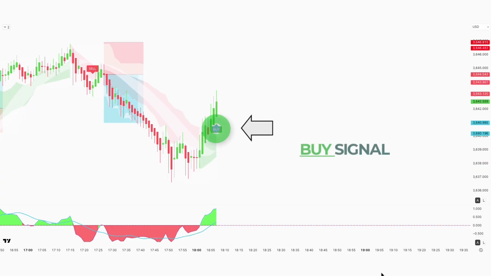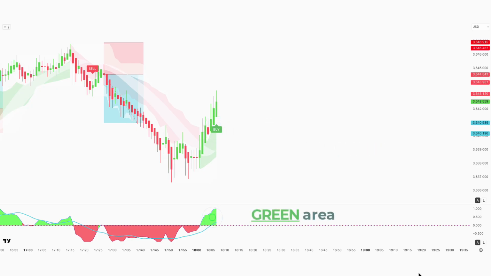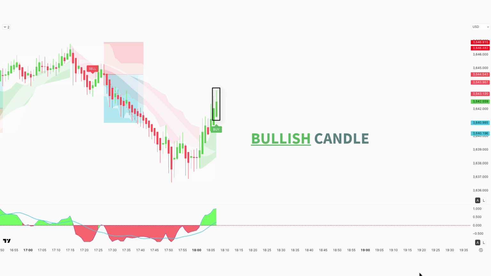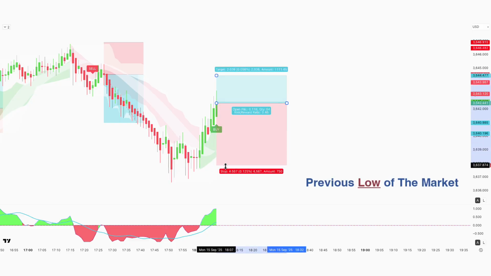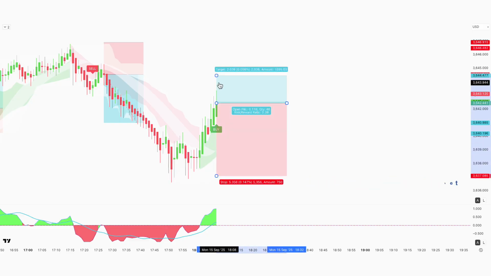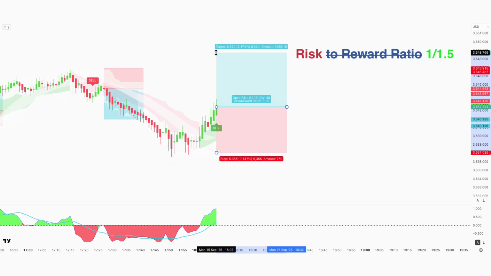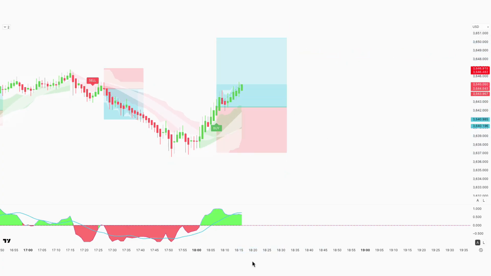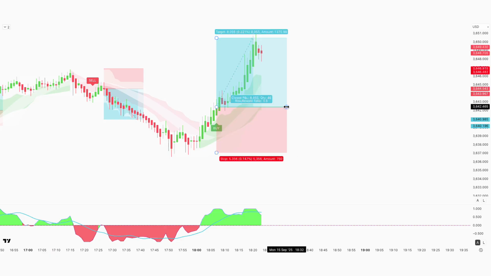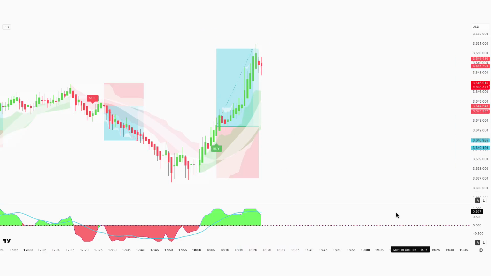Here, the Renko Heikin-Ashi arrow of this indicator is a buy signal. Here, the PVT OSC indicator is in the green area. Here, the market has made a bullish candle to give confirmation. So all our conditions are being fulfilled, so we are placing an order to buy. Our stop loss is to be placed at the previous low of the market, and the risk-to-reward ratio will be 1:1.5. Our trade is running in profit. We have won the trade. Let's find the next trade.